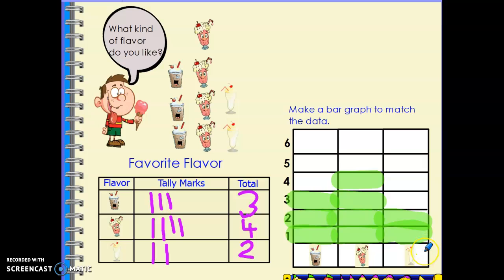I can see that the least number of votes went to vanilla and the most votes went to strawberry. And together, let's see how many people were surveyed. We can count 1, 2, 3, 4, 5, 6, 7, 8, 9. So there were 9 people that were surveyed in all.